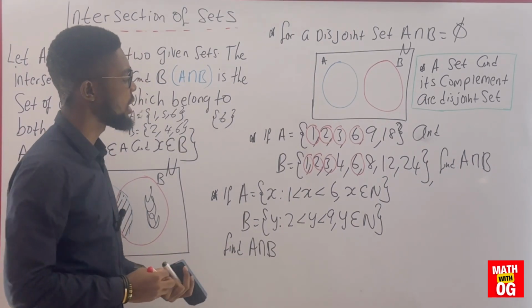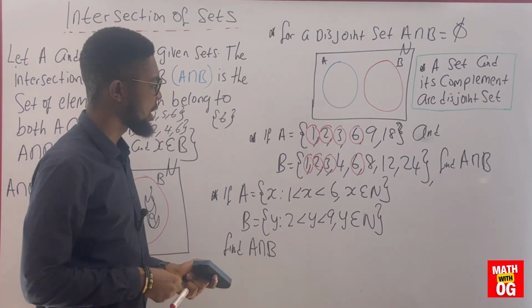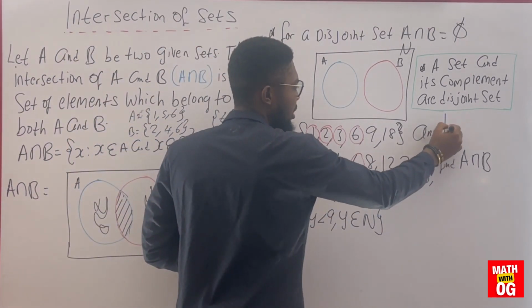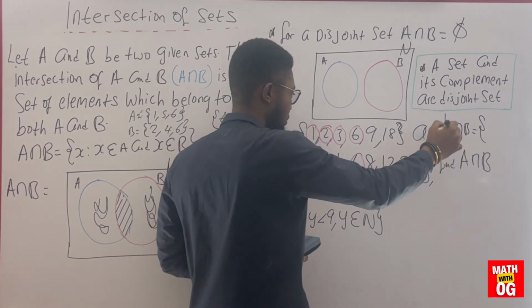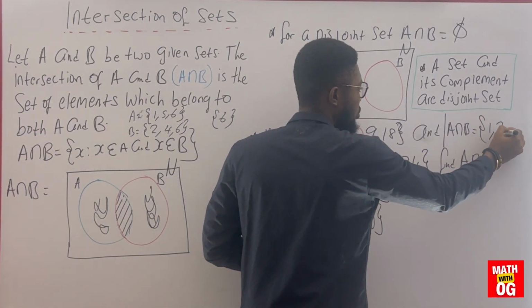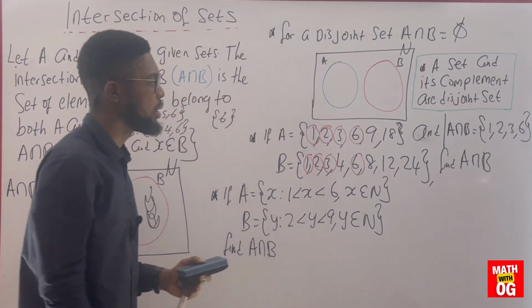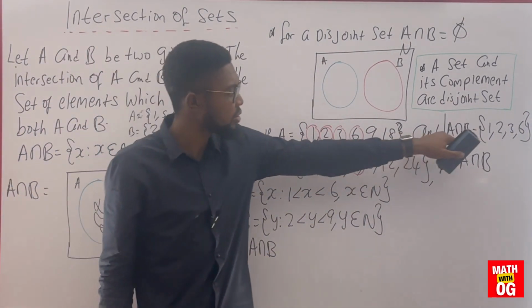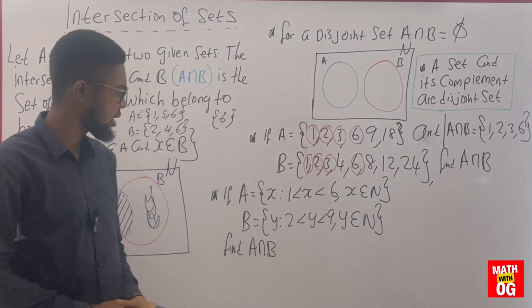So what is common to A and B is simply 1, 2, 3, and 6. So I can write somewhere here that A intersect B is equal to {1, 2, 3, 6}, and we close it with a curly bracket. So this is A intersection B: 1, 2, 3, and 6. It's as easy as that.